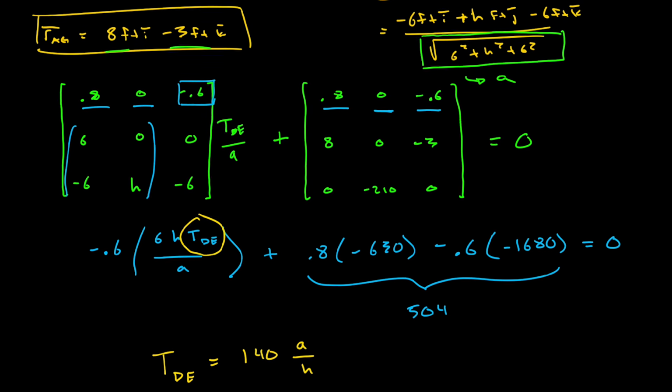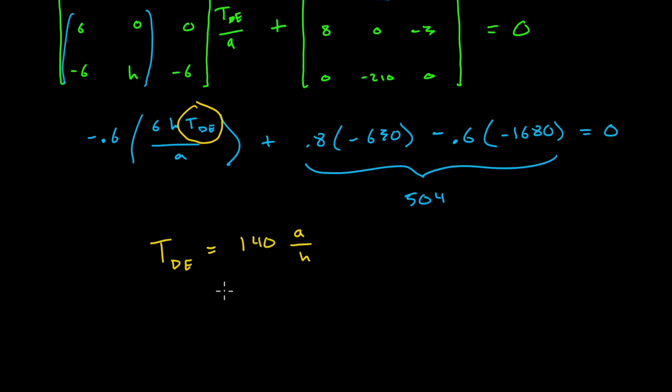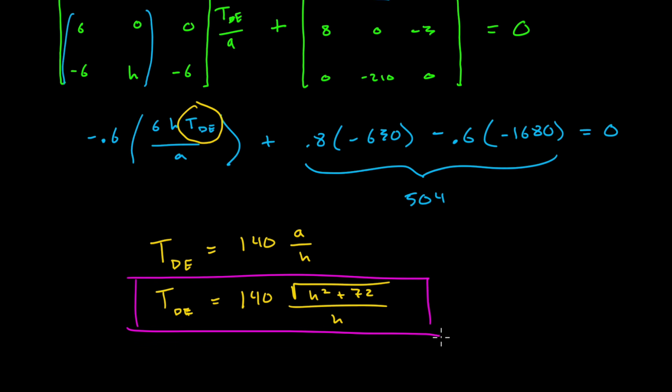And then just recall that the variable A is all this stuff up here, which looks like it's equal to the square root of H squared plus 36 plus 36, or 72. So we can make one last substitution here: 140 square root of H squared plus 72 all over H. Okay, so there you have it. We answered the question of finding the tension in that cable as a function of the unknown height h.